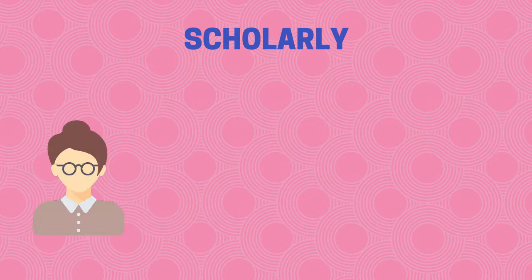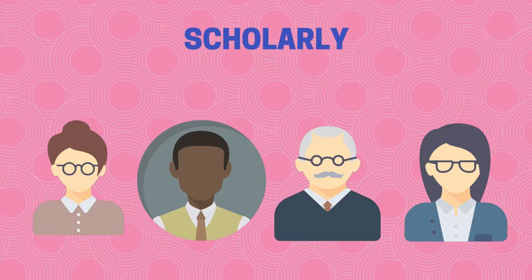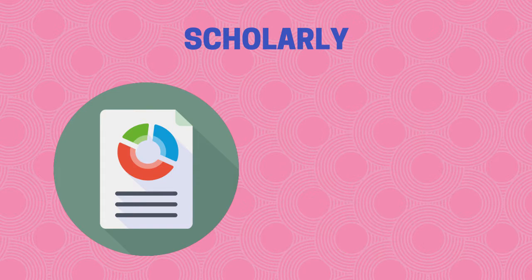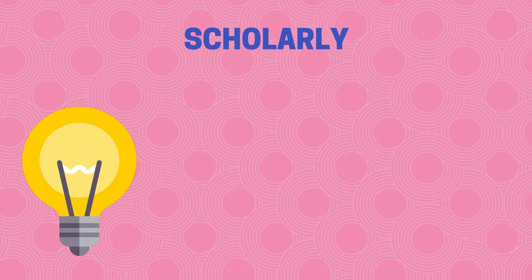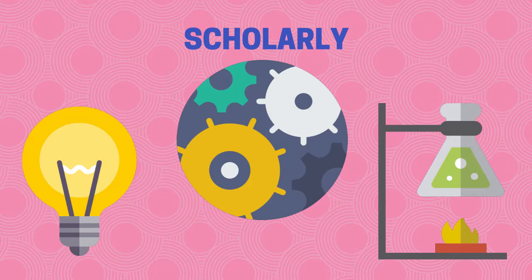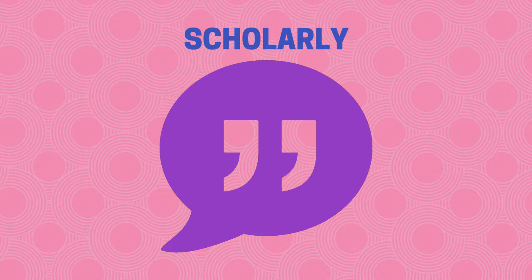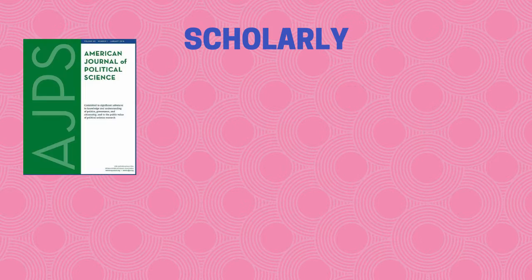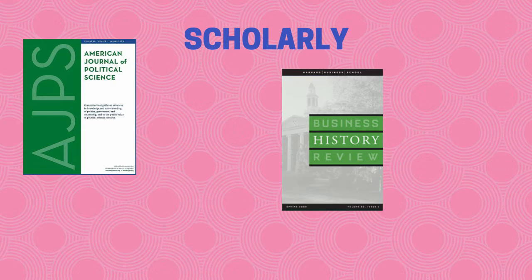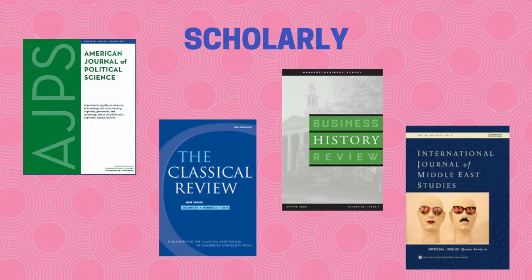In general, articles in scholarly academic journals are written by scholars, researchers, and other specialists or experts who submit their articles to be considered for publication. They use academic or technical language and are intended to be read by an academic audience of other scholars and researchers. They present the author's original thought, critical analysis, or new research findings, and provide citations for all sources used or referenced. They're typically published monthly, quarterly, or annually. Examples of scholarly journals include American Journal of Political Science, Business History Review, the Classical Review, and International Journal of Middle East Studies.